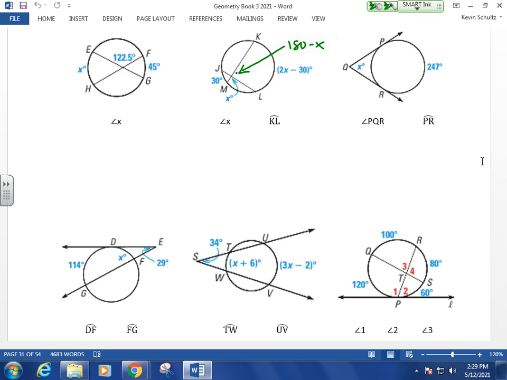So your formula for this, 180 minus x is equal to 1/2 the sum of 2x minus 30, the arc it creates, plus the arc its vertical angle creates, which is 30, and you can solve for x.